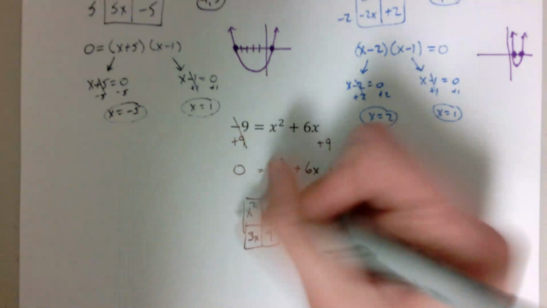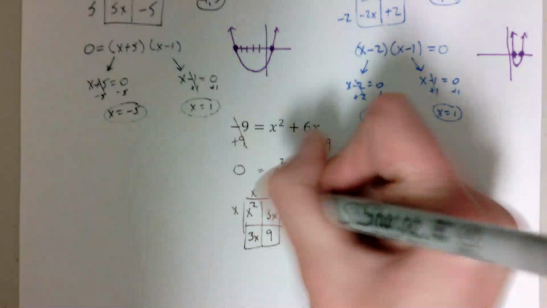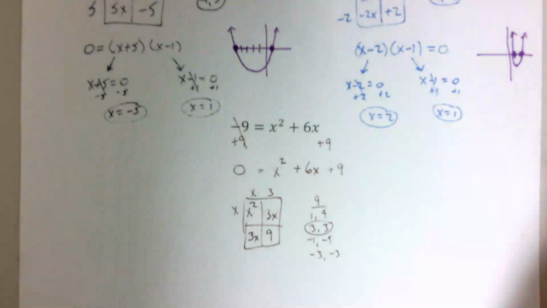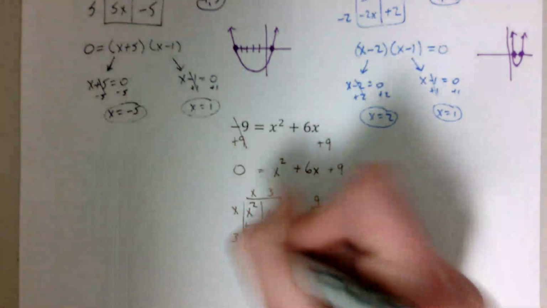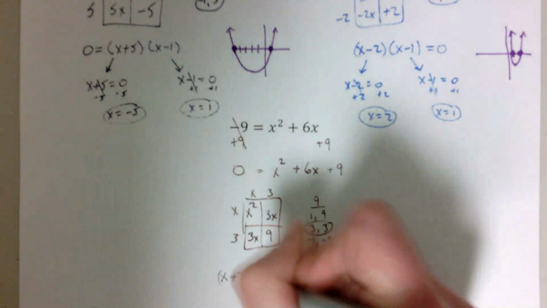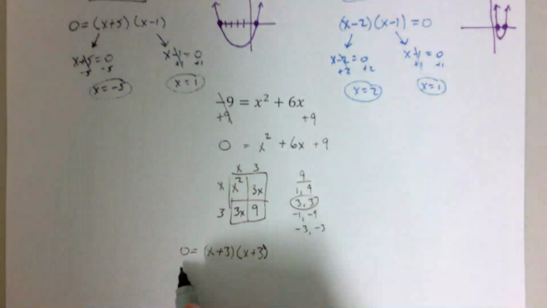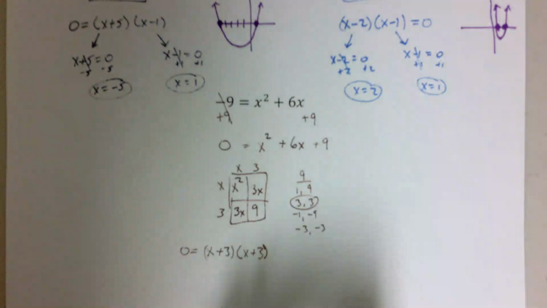And then along the outside of the box, these are going to have to both be x's. That's going to be a 3, so that they'll multiply to 3x. That's also going to be 3, so they'll multiply to 3x. So when I factor this, it factors to x plus 3 times x plus 3. And it equaled 0. Again, doesn't matter if you put the equal 0 here or here, it's the same thing.